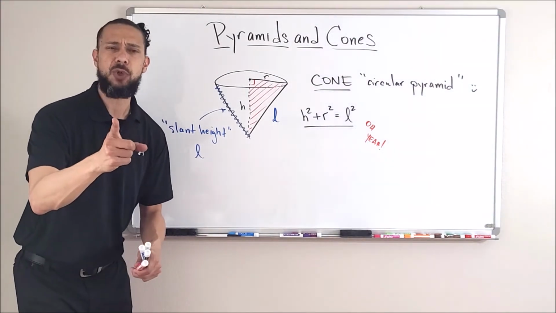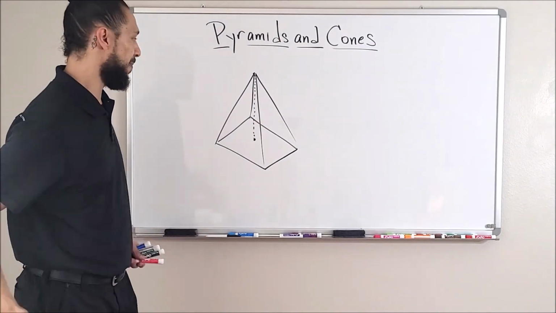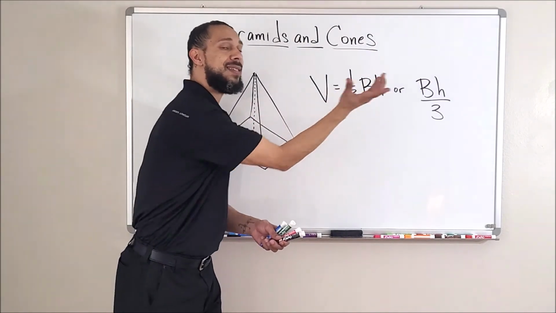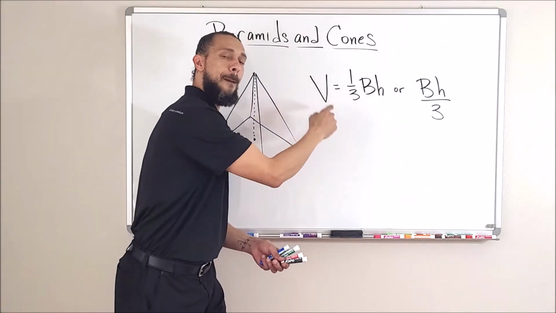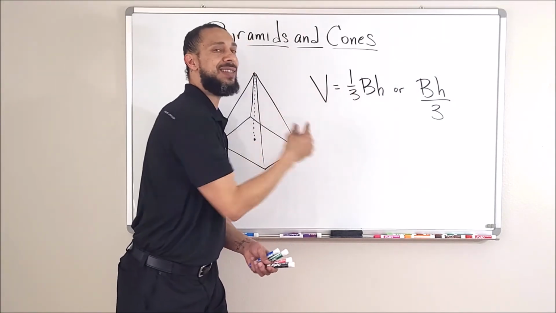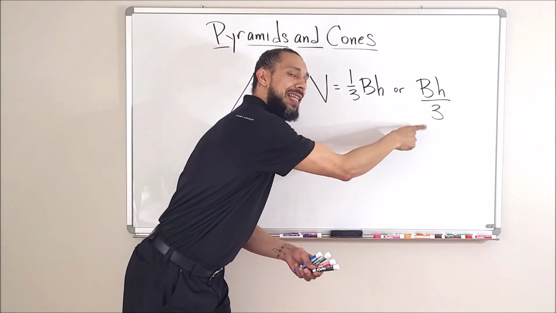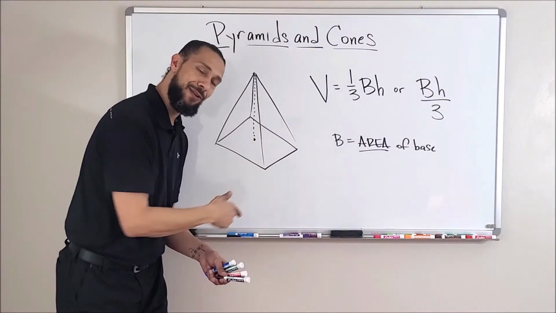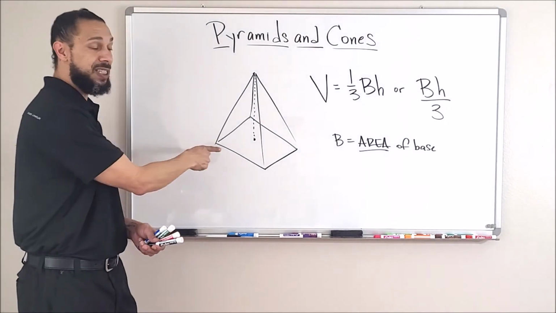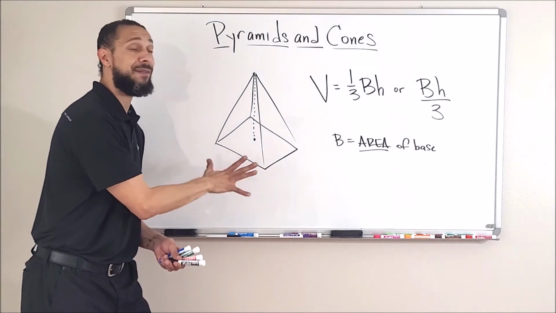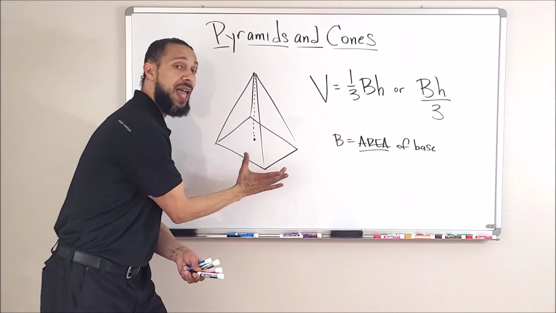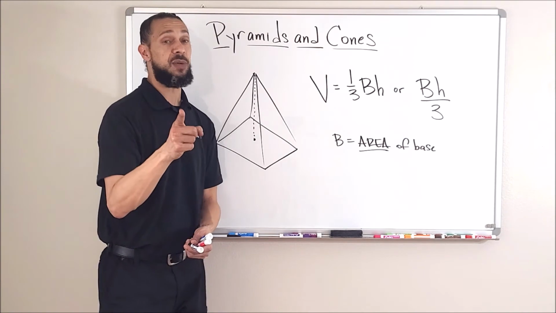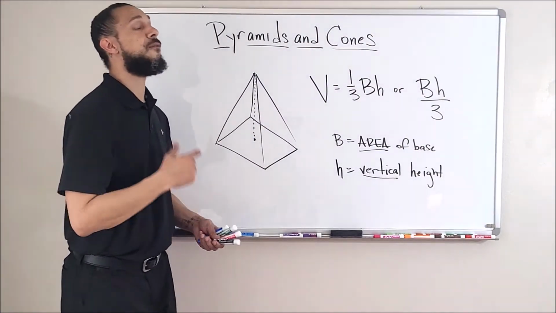Ooh, volume. Let's go back to that pyramid real quick. The volume formula looks like this. Just understand, you may see it either way, but multiplying something by 1/3 is exactly the same as dividing that by 3. Remember, capital B is the area of the base. This base is a square or a rectangle. You have to find the area of that base to put in for capital B. H is equally as important because this H is the vertical height.